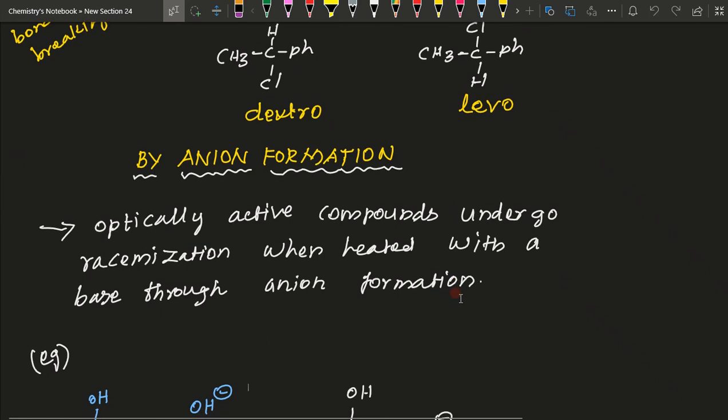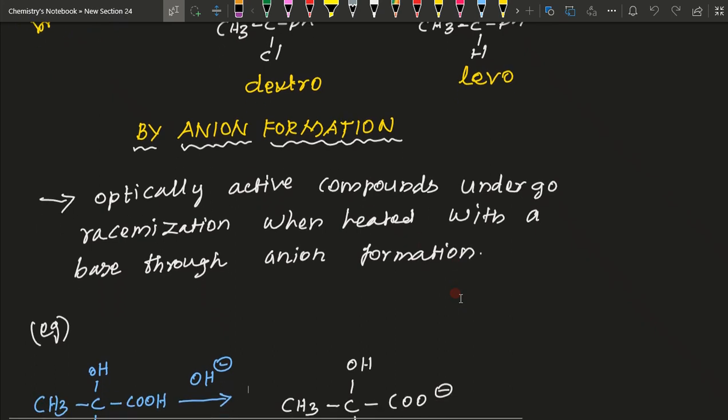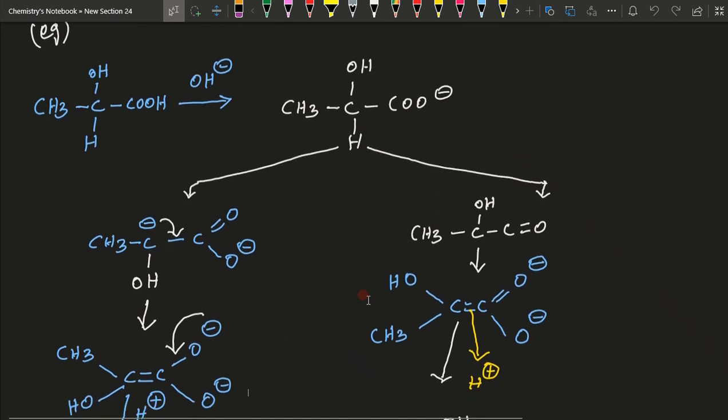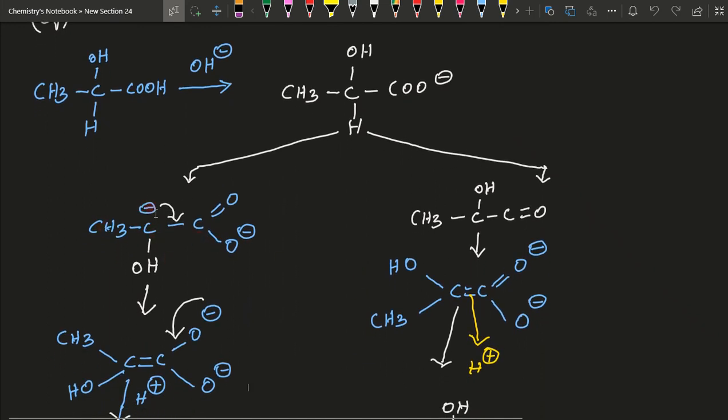Next, racemisation by anion formation. Optically active compounds undergo racemisation when heated with a base through anion formation. CH3, C, OH, H, COO minus, treated with the hydroxide ion. It gives two forms below. CH3 C minus, it is going to attach with this sigma bond. So here we get a double bond, and oxygen gets the minus sign.